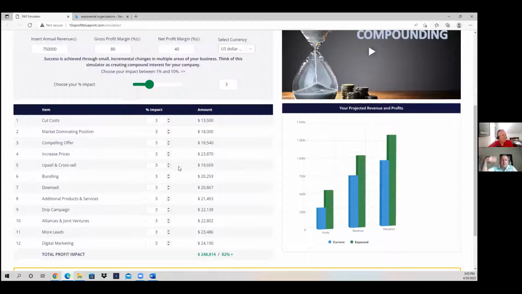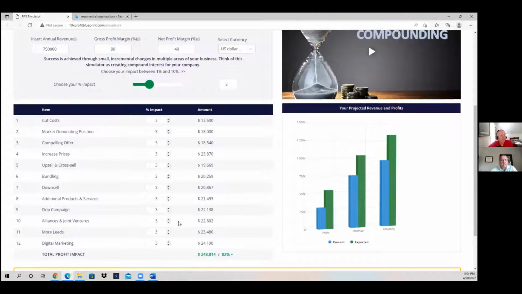Then offer something when they do buy: an upsell or a cross sell, bundling, downsell, so that the people who don't buy, you give them something less expensive to buy into. Additional products and services could just be something as simple as an add-on product. Drip campaign, going after customers who maybe haven't purchased, but they're on your list and you're going to talk to them constantly.